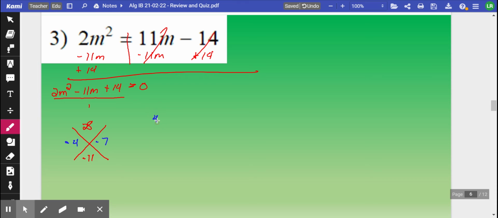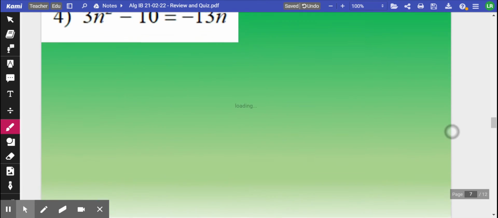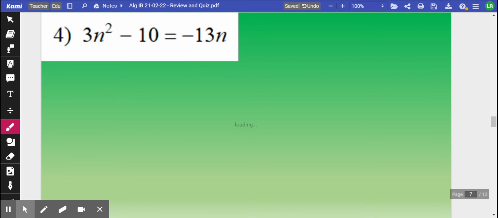Opposite divided by the A value. So there's one of my solutions. And for the second one, opposite of negative 7 is positive 7 divided by the a value. Then my two solutions, 2 and 7 over 2. Go ahead and pause the video and complete this problem.